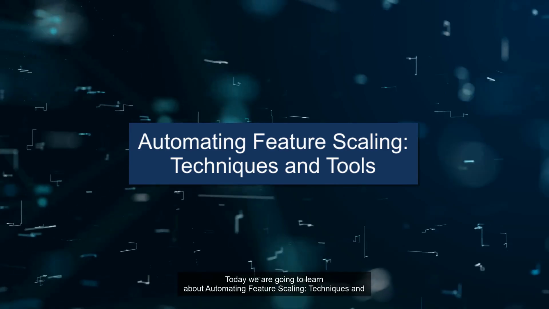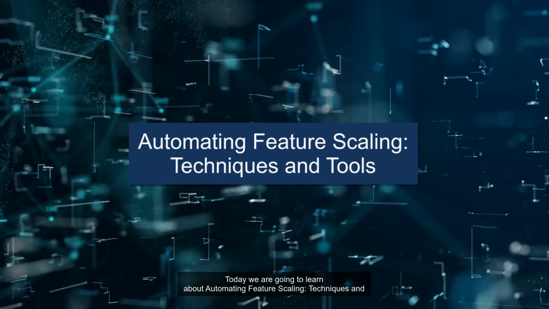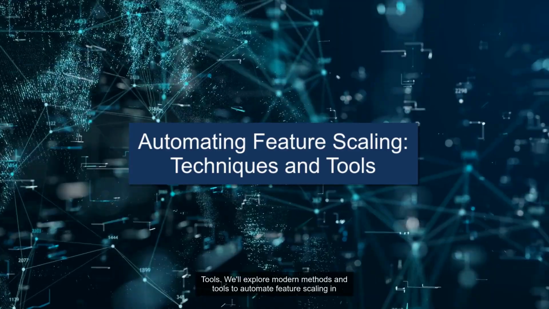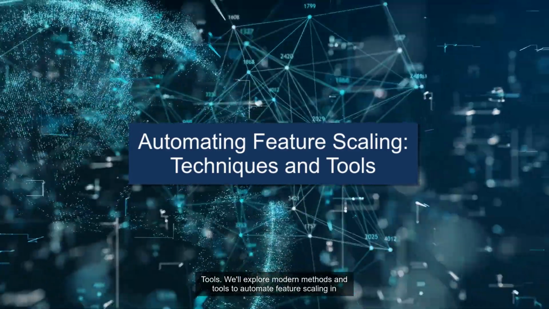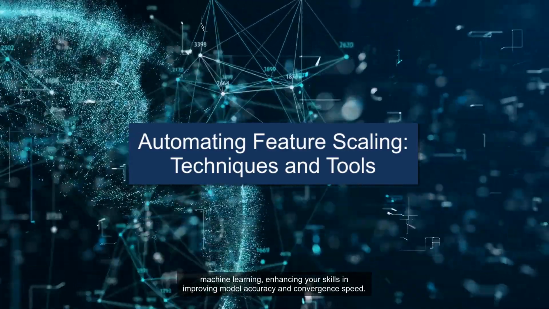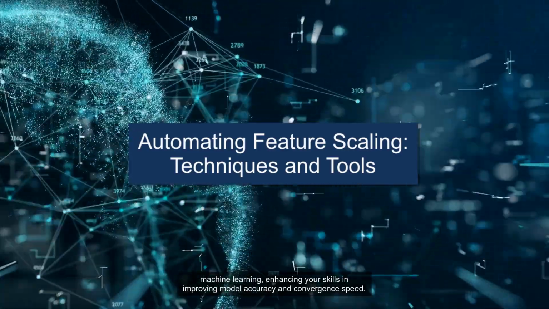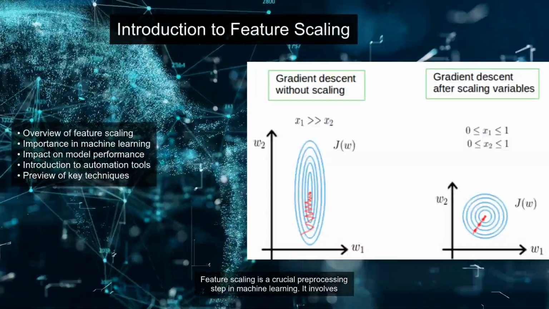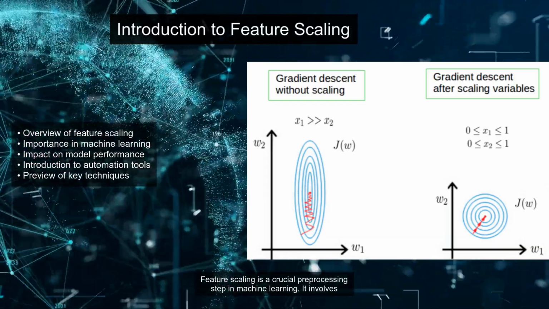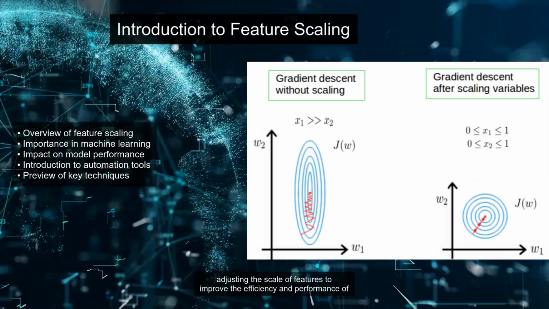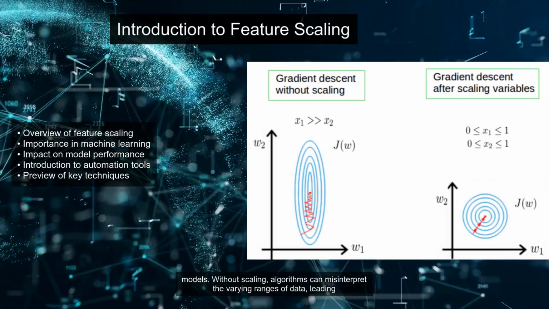Today we are going to learn about automating feature scaling, techniques and tools. We'll explore modern methods and tools to automate feature scaling in machine learning, enhancing your skills and improving model accuracy and convergence speed. Feature scaling is a crucial pre-processing step in machine learning. It involves adjusting the scale of features to improve the efficiency and performance of models.